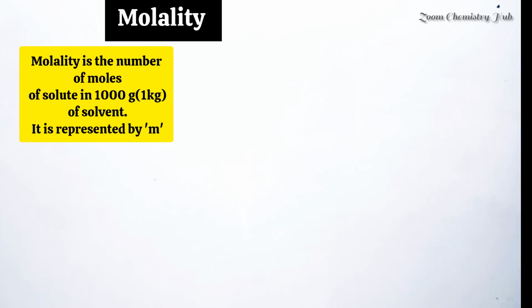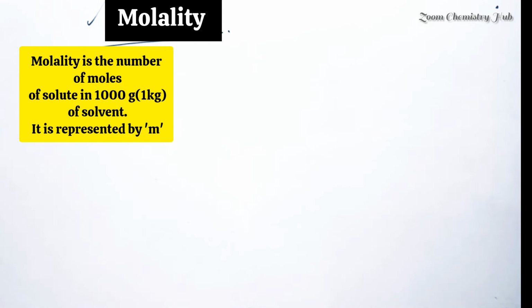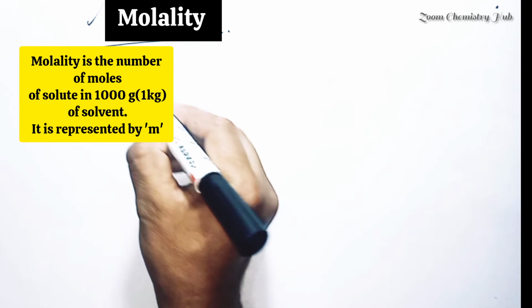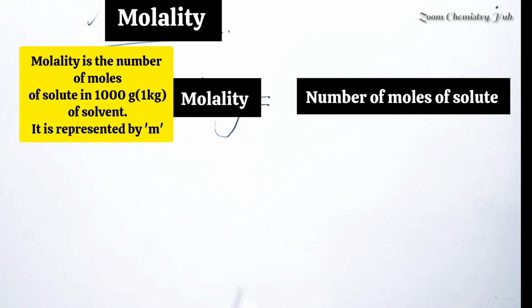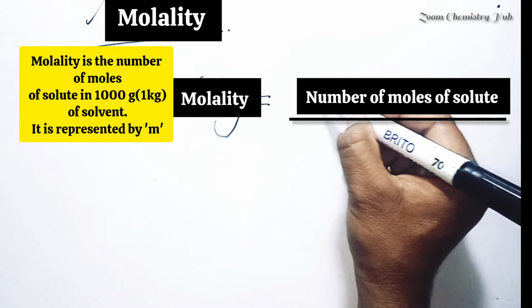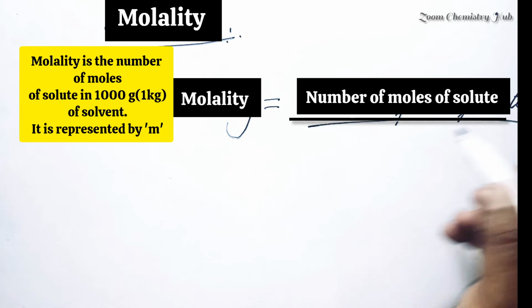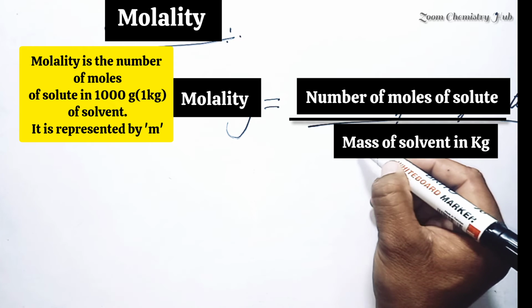Next is molality. What is molality? Molality is the number of moles of solute in 1000 gram of solvent. This is called molality. Here is the formula of molality: molality is equal to the number of moles of solute divided by mass of solvent in kilogram.